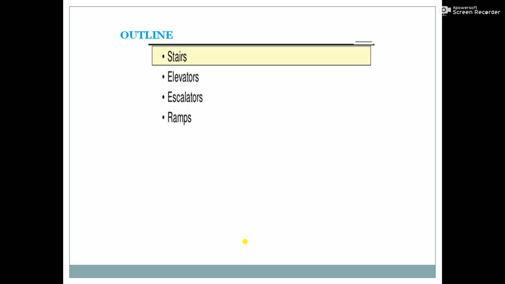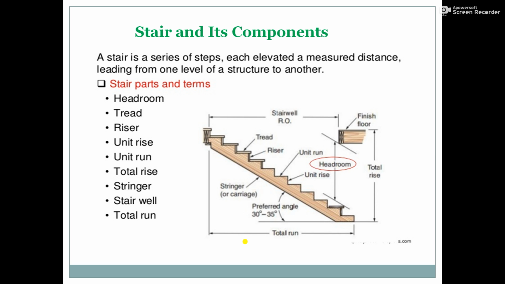So we will see one by one. First, that is the stairs. So the stair and its components. A stair is a series of steps, each elevated a measured distance, leading from one level of the structure to another. So stair म्हणजे काय, तर एका लेवल पासून दुसऱ्या लेवल पर्यंत पोहोचण्यासाठी आपण जे काही स्टेप्स वापरतो, that is known as the stairs. So in this figure you can see the various parts of the staircase.